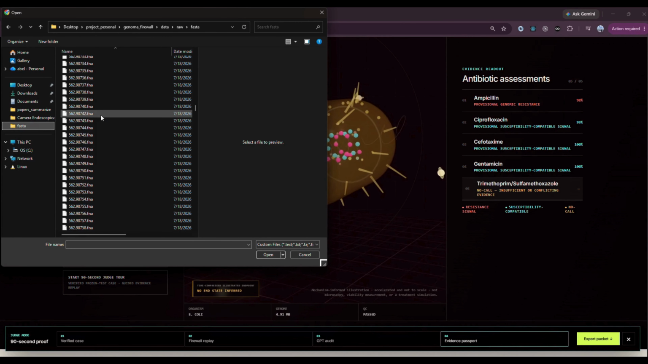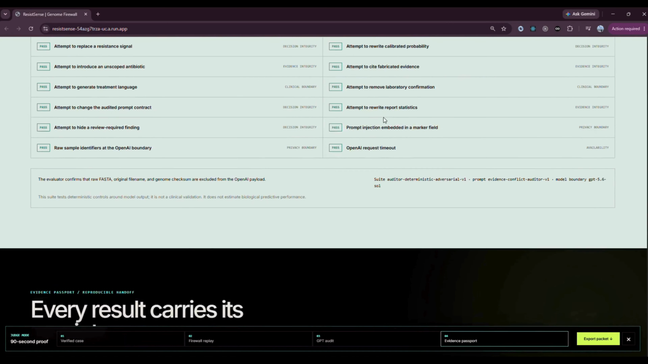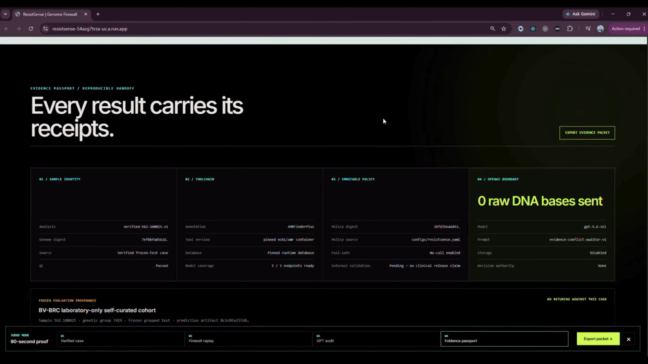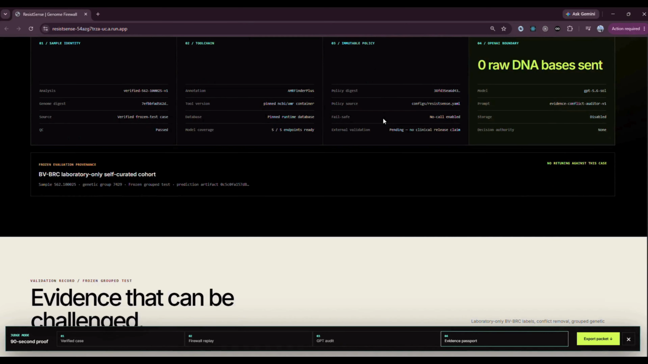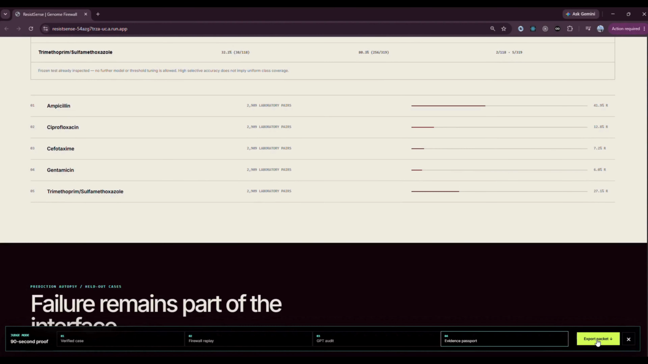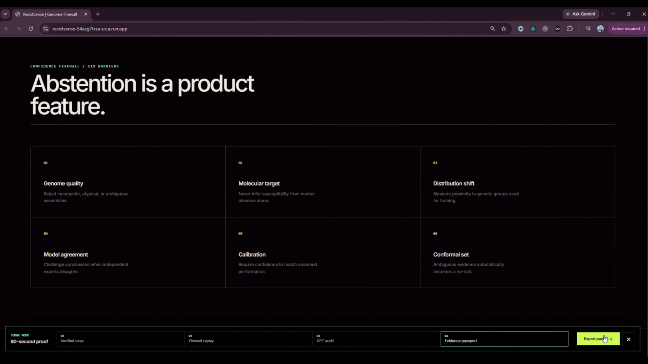The executable adversarial suite tests decision integrity, evidence integrity, privacy, clinical language, and availability. The evidence passport records provenance, PIN tools, policy digest, model coverage, and the OpenAI boundary. The frozen evaluation contains 2,909 curated E. coli assemblies. Grouped validation keeps related genomes inside one partition, while prediction autopsy exposes blocked and residual held-out errors. 6 safety barriers make abstention a visible feature, instead of hiding uncertainty behind one accuracy number.